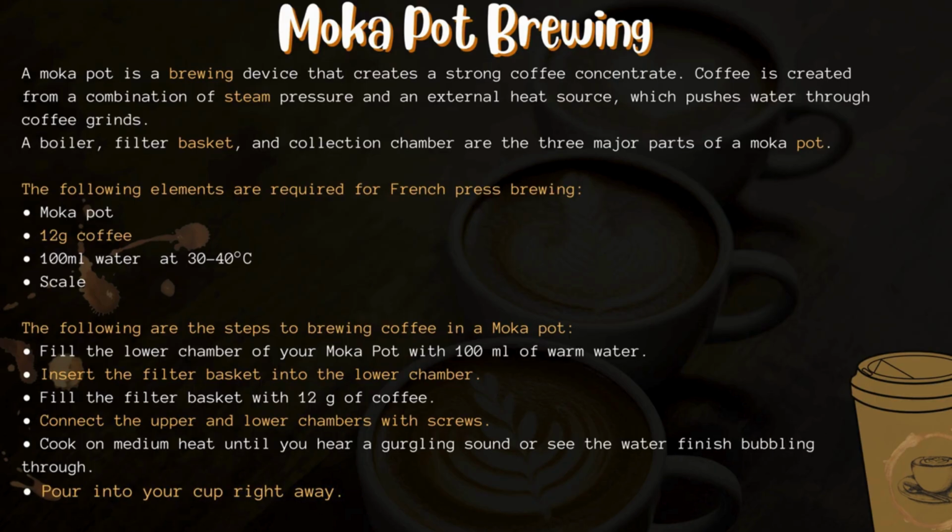The following are the steps to brewing coffee in a mocha pot. Fill the lower chamber of your mocha pot with 100 milliliters of warm water. Insert the filter basket into the lower chamber. Fill the filter basket with 12 grams of coffee. Connect the upper and lower chambers with screws. Cook on medium heat until you hear a gurgling sound or see the water finish bubbling through. Pour into your cup right away.